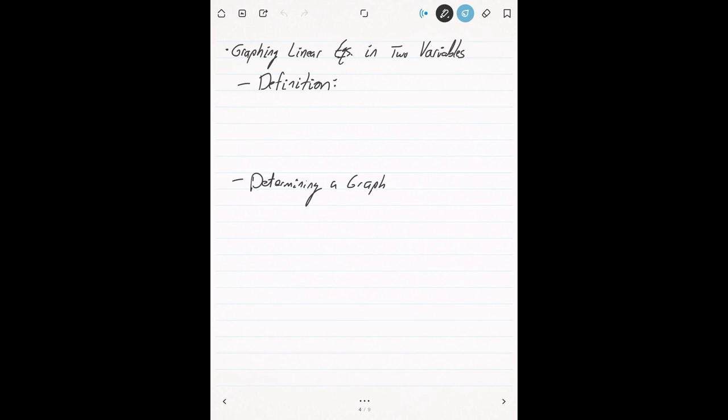So the definition for a graph is really the visual representation of the solutions to a linear equation.